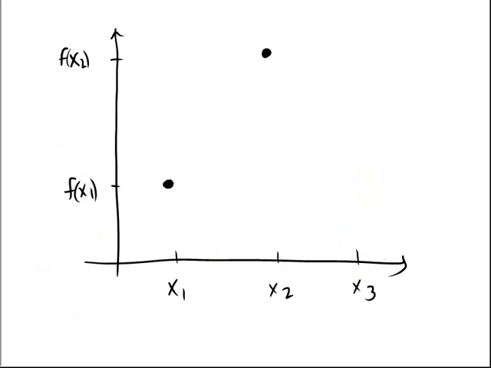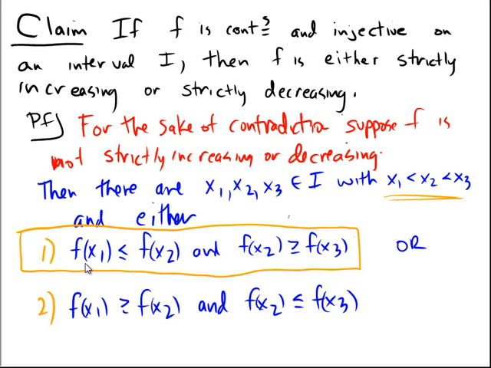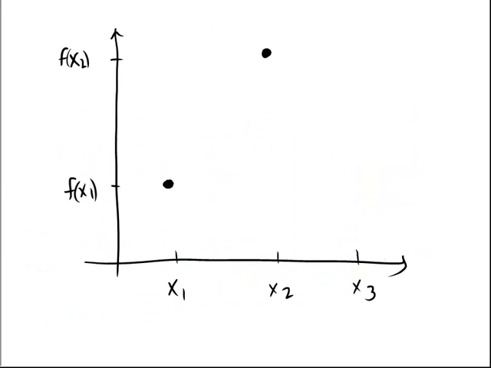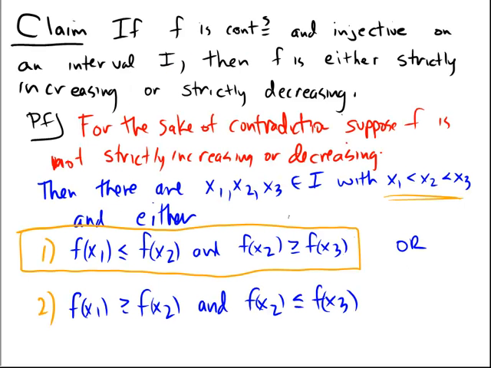So in our picture, it means that x1, x2, x3 are ordered along the x-axis. The first part of the assumption says f of x1 is less than or equal to f of x2. So here's x1 and its output, and then here's x2 and its output. And then the second part of our assumption, or in this case, is that f of x2 is bigger than or equal to f of x3. So in other words, it decreases to x3.